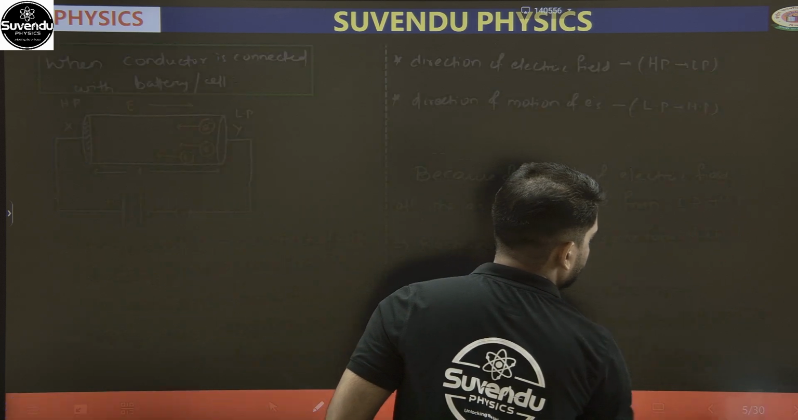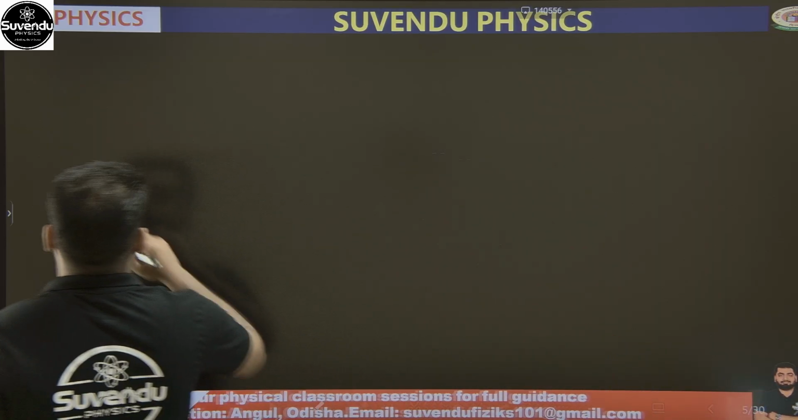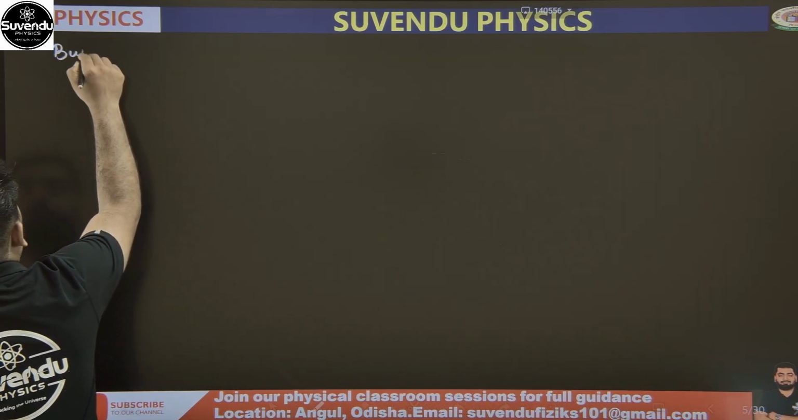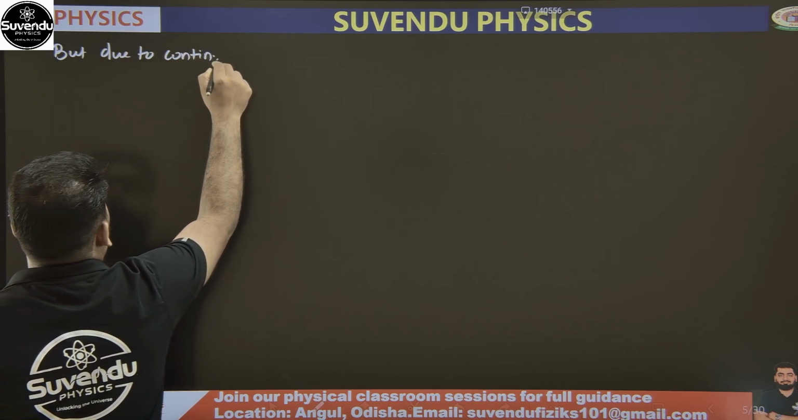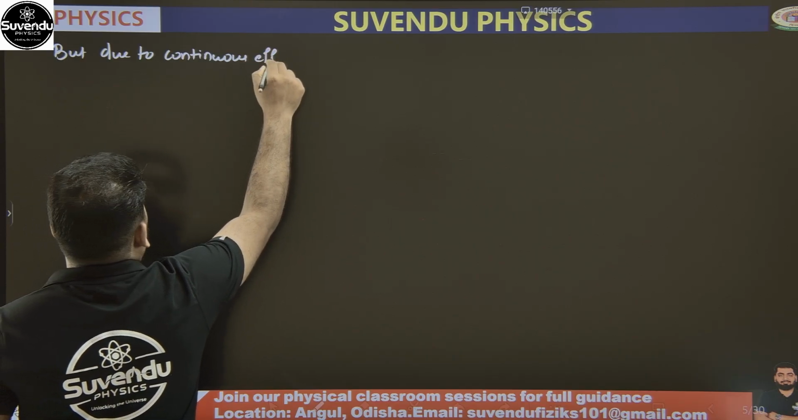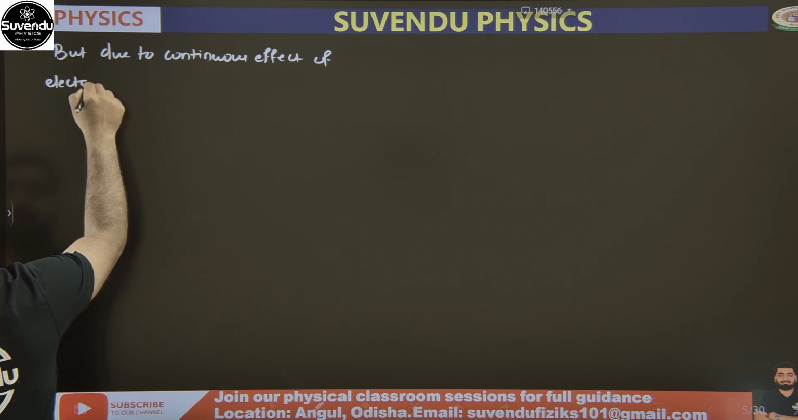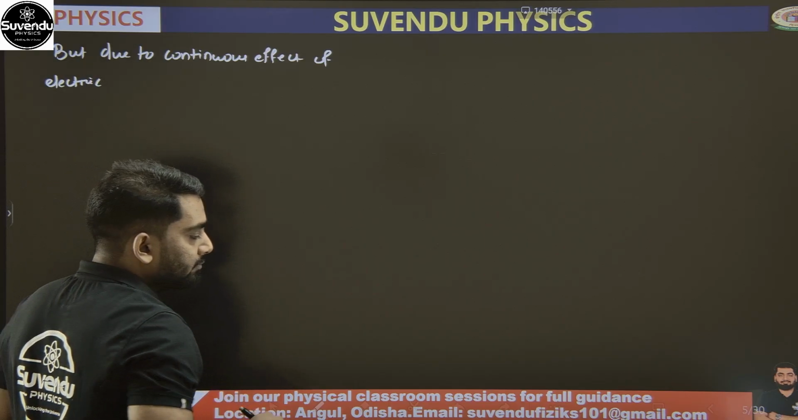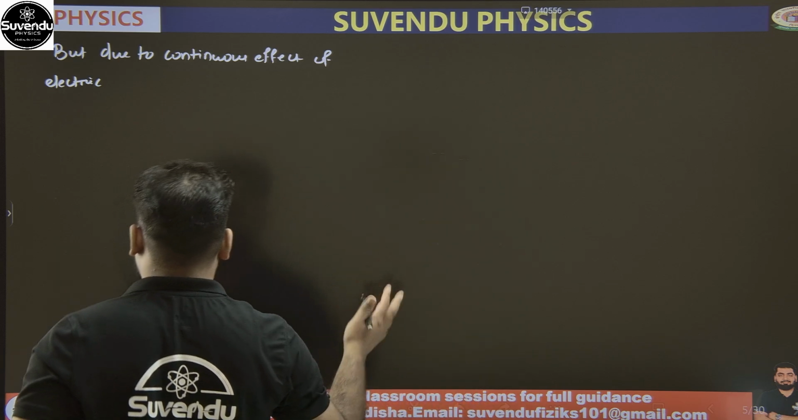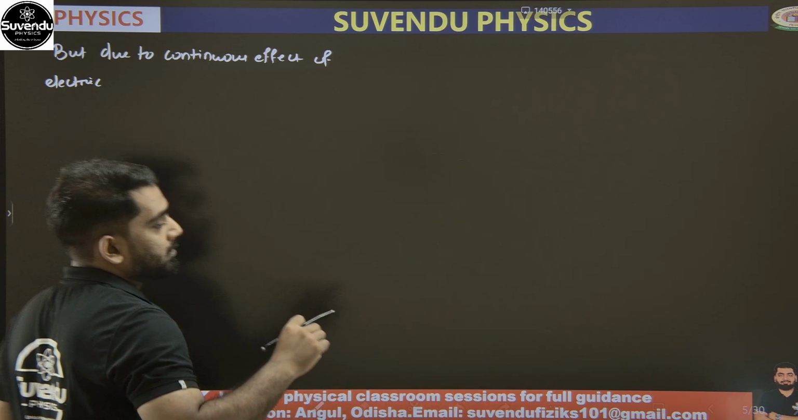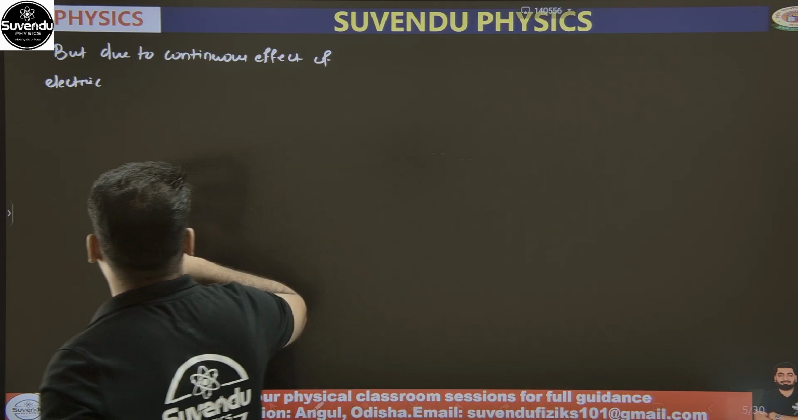But due to the continuous effect of the electric field. The battery is attached, the potential difference is maintained, the electric field is established, the electric field is present, though the extra energy gained by the electron is now being destroyed. What happens due to the continuous effect of the electric field?